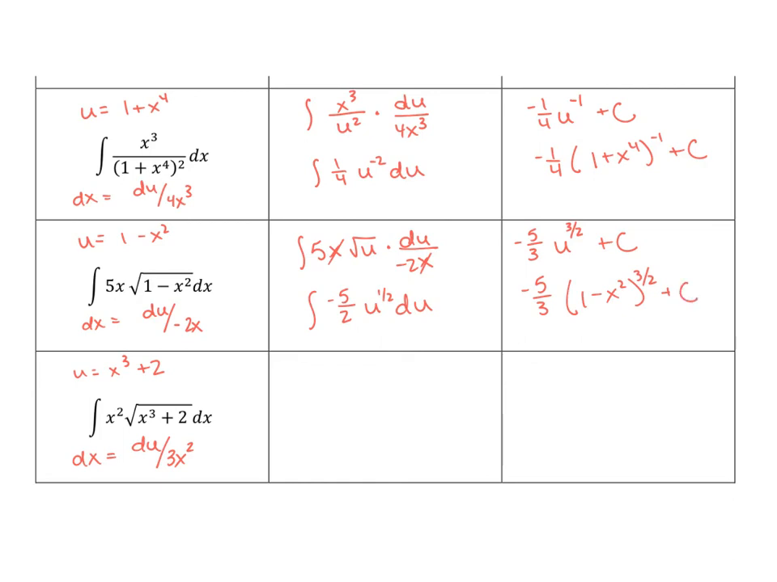And last one, we have x squared times the square root of u times du over 3x squared. So now I have 1/3 u to the 1/2 du. So let's take its antiderivative. I'm going to have u to the 3/2, and then 1/3 divided by 3/2 is going to be 2 over 9. So I have 2/9 times x cubed plus 2 to the 3/2 plus c.